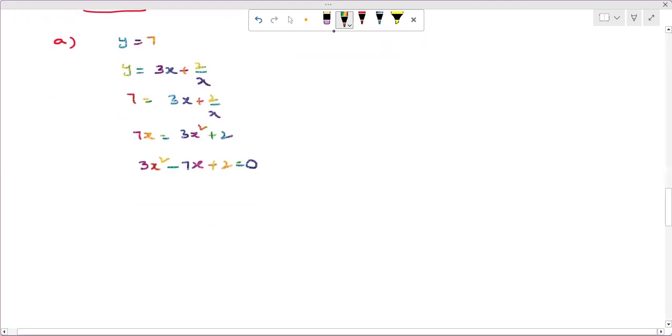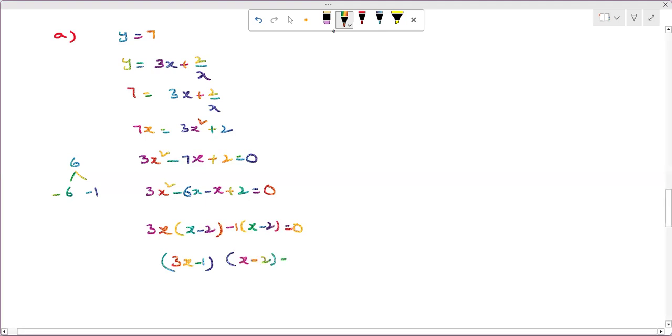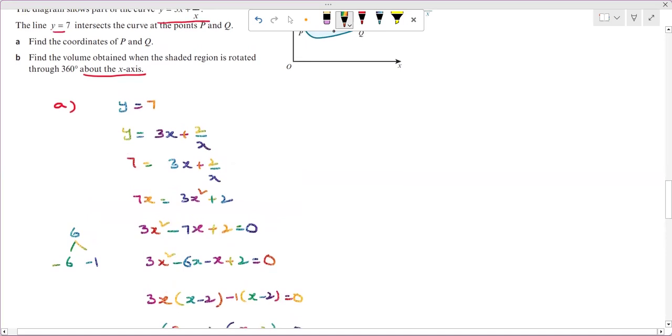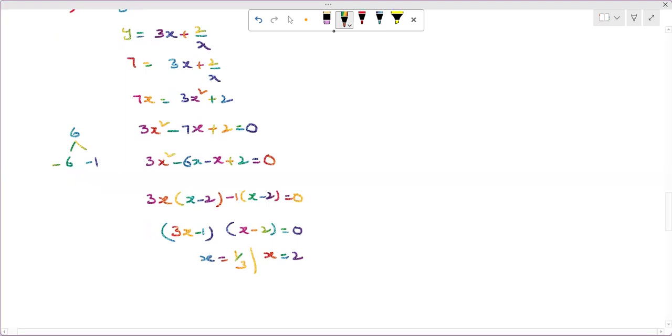Okay, now factorization: 3 times 2 is 6. Split it: minus 6, minus 1. So 3x square minus 6x minus x plus 2. If I take 3x common, x minus 2, minus 1 common, x minus 2 is 0. So 3x minus 1 and x minus 2 is equal to 0. So the values will be 1 by 3 and 2. So we got the coordinates of P and Q. If x is equal to 1 by 3, what is the y value? Substitute. So P will be 1 by 3 comma 7, and Q will be 2 comma 7.